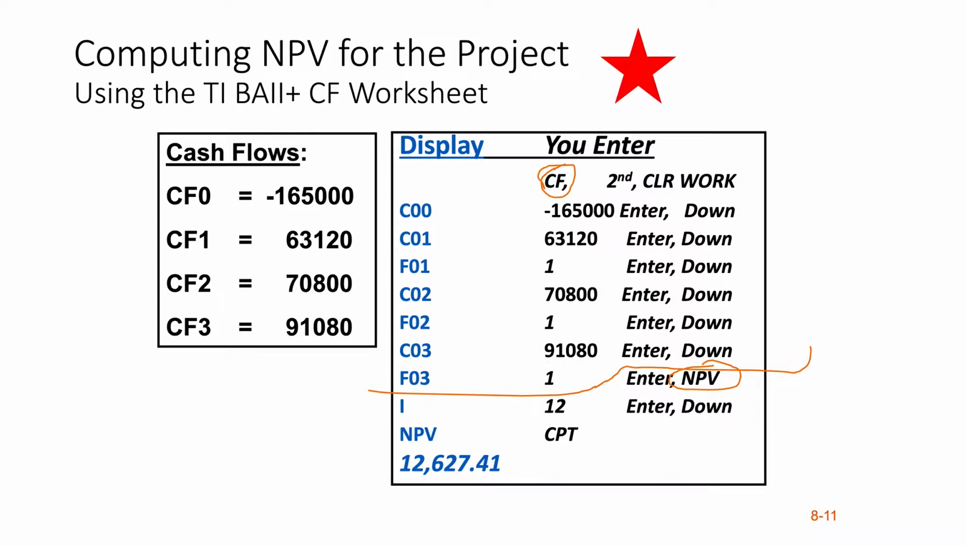on the financial calculators. The first time you punch net present value, it requires you to put in the discount rate. Here the interest rate is 12%. Then you enter it and you arrow down. Then you compute for net present value. Now the financial calculator will do that for you. The result is 12,627 and 41 cents. So this is how to use the TI financial calculator with the CF keys.